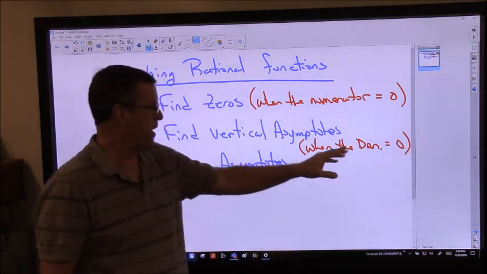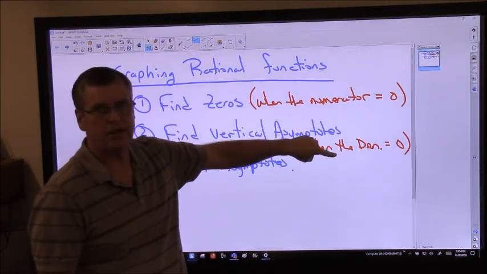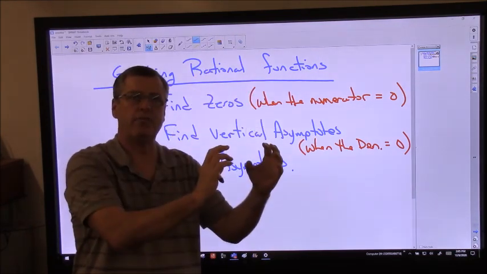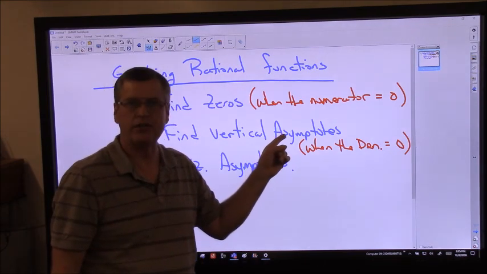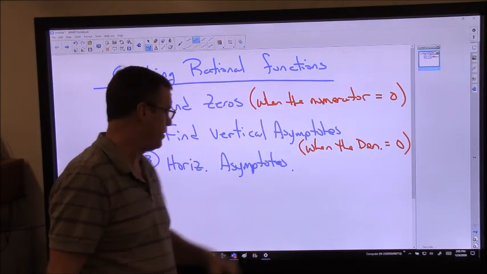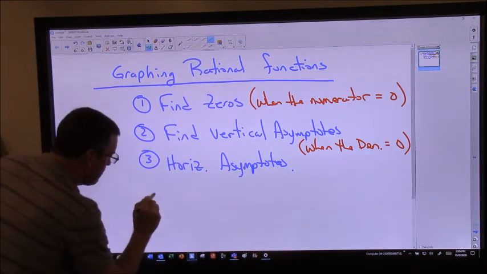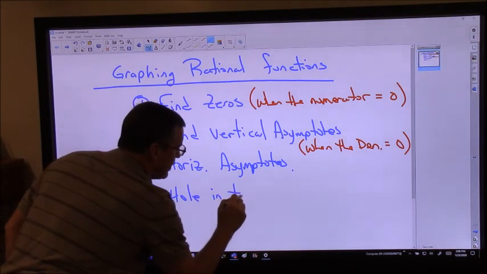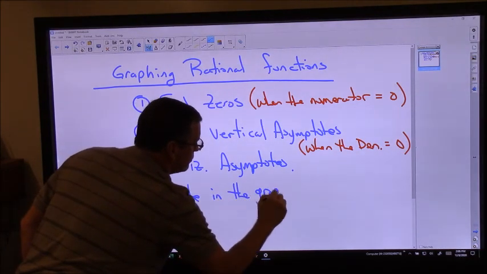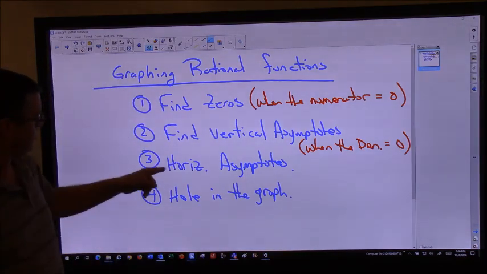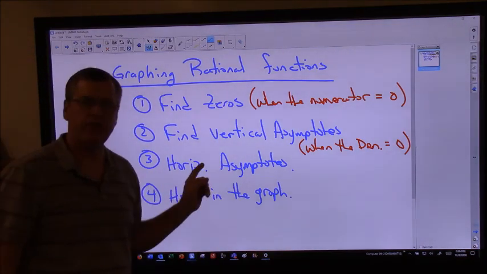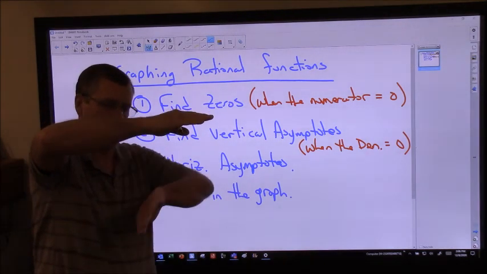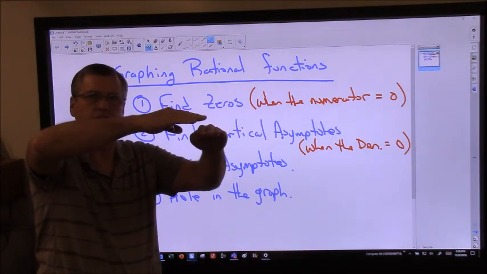Sort of. We've got to be careful. If both numerator and denominator equal 0, meaning if I've got the same factor in the numerator and denominator, then it's not a vertical asymptote. Something else happens. We'll get to that. I guess that's our fourth item that we'll talk about, a hole in the graph. Horizontal asymptotes, we're going to have to lay out some rules for this. But that's just an asymptote that's horizontal, and our graph will get really close to without touching.